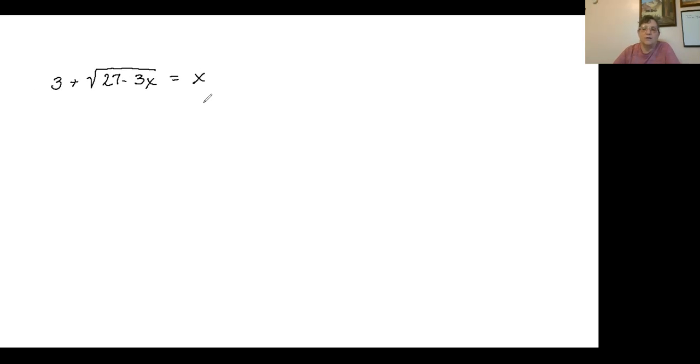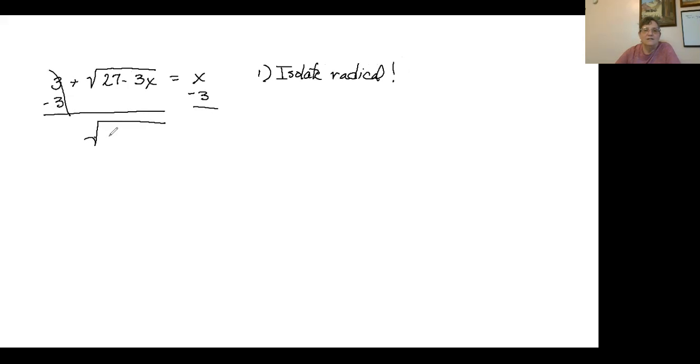So the first thing I have to do is what? What's the first thing we need to do here? Somebody? Anybody? Isolate the radical. Means this 3 has to go. So that's out. I've got the square root of 27 minus 3x equals, can't combine those, x minus 3.